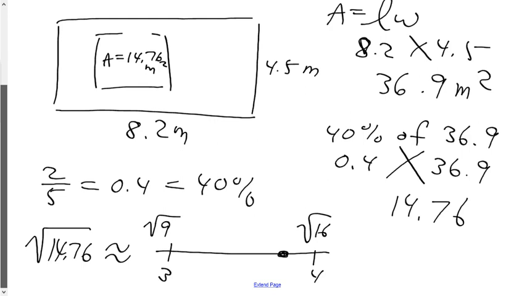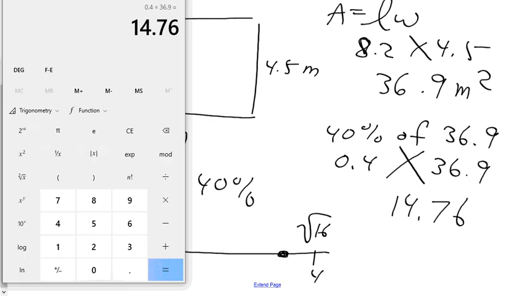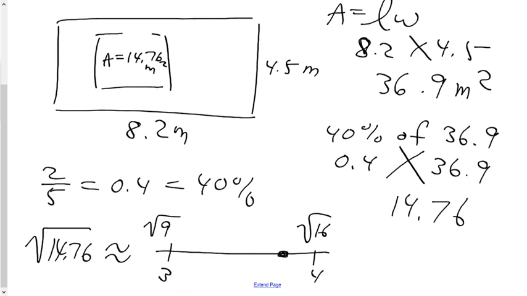3.8? 3.7? Not 3.9, that's a little bit too high, but 3.8, 3.7, something like that. That's my guess. Grab the calculator. What is the square root of that? Grab the square root button. It's 3.84. So therefore, the side length, the final answer, the side length of that rug is approximately 3.84 meters long.